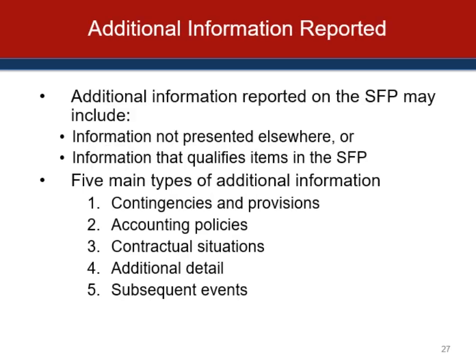Additional information would include supplemental information related to contingencies and provisions. So contingencies and provisions are those things related to uncertain outcomes. So the classic example would be a lawsuit. Accounting policies such as valuation methods and assumptions used, that's usually note number 1.